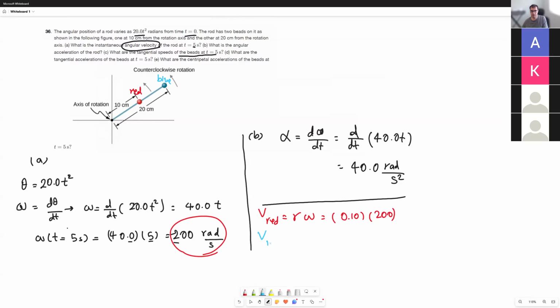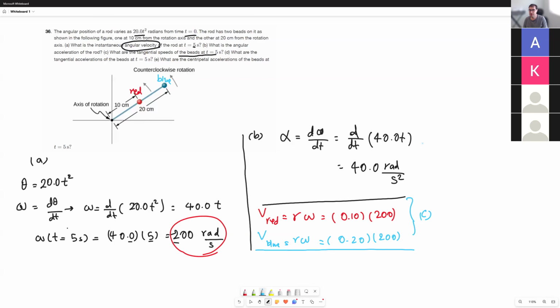And V of blue is going to be equal to R omega. The radius of rotation of blue is 20 centimeters, 0.20, multiplied by, and it has two significant values, 200. They move with exactly the same angular speed. The radii are different. So that's for part C.